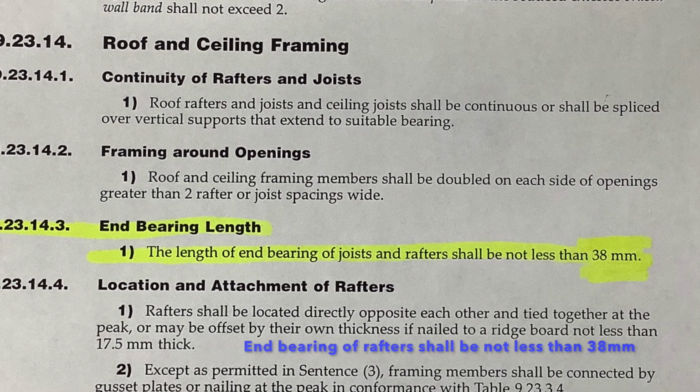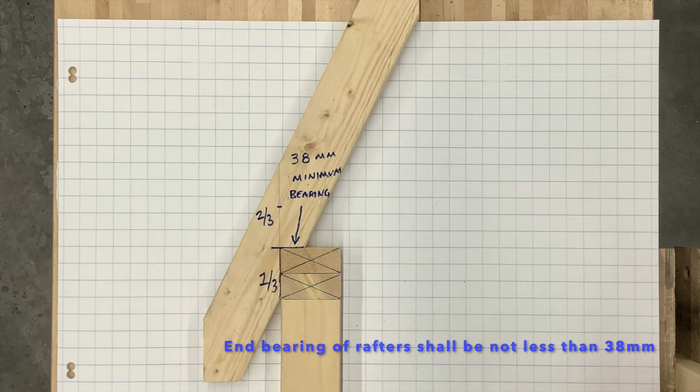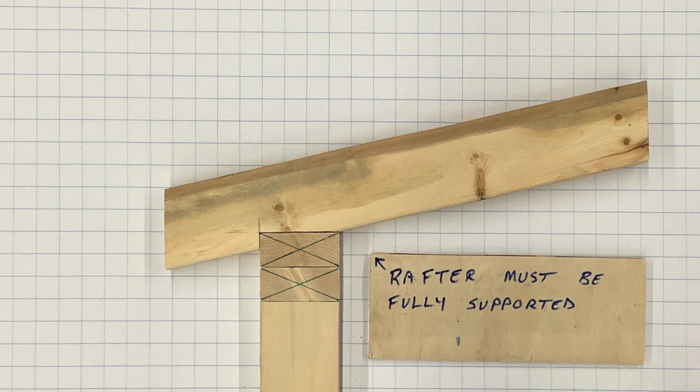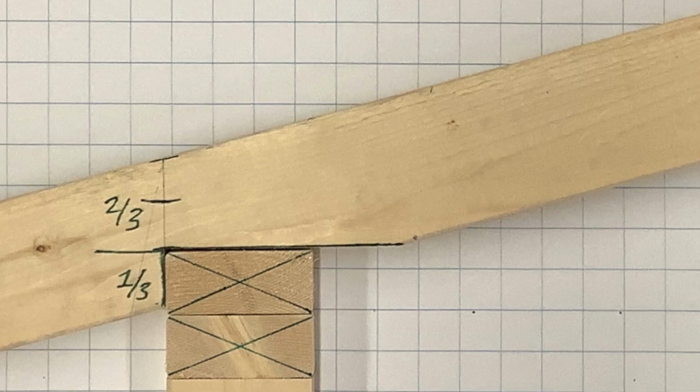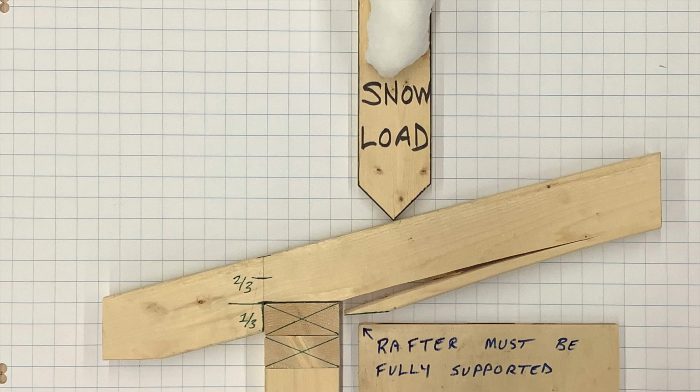Third, the heel of the rafter needs to have a minimum of 38 millimeters of bearing on the top plate. The seat cut can extend to the inner edge of the top plate, but should never be overcut, leaving the heel unsupported, because the rafter will be weakened and could fail under load.